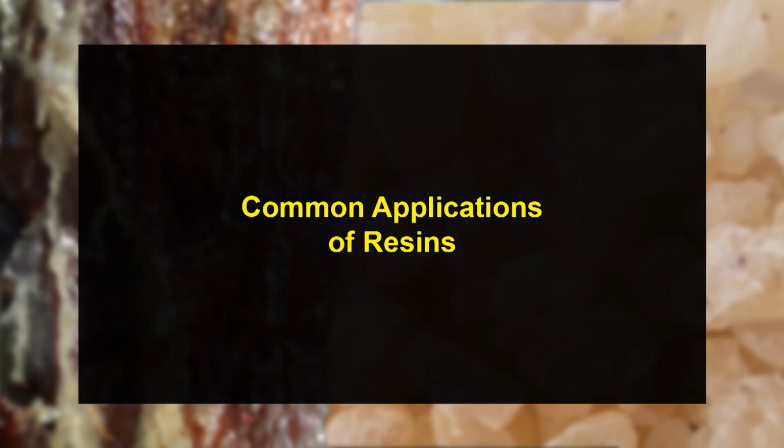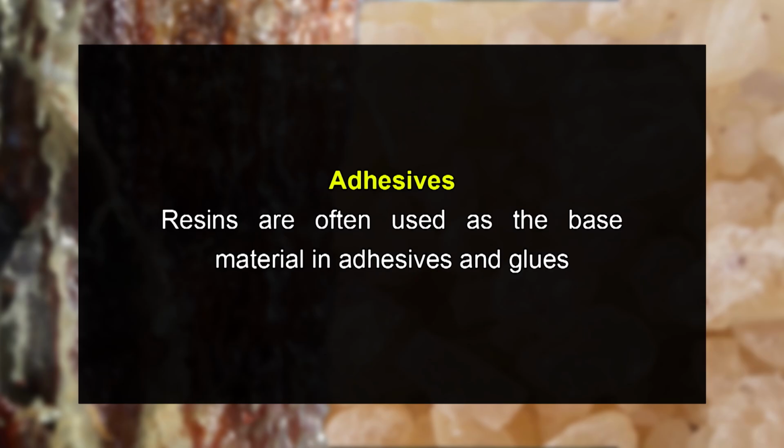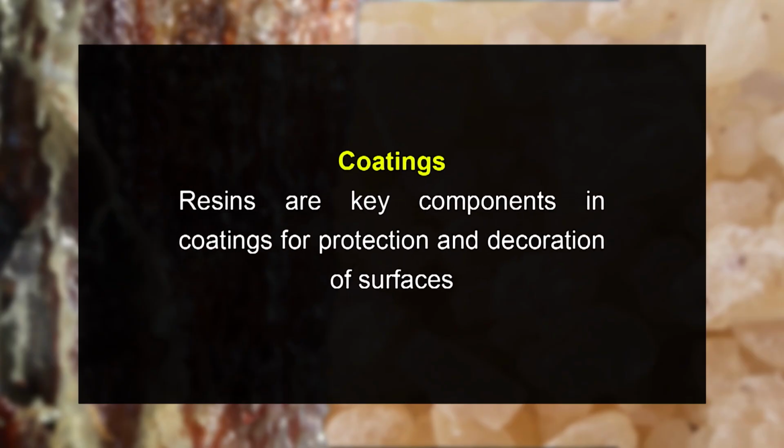Lastly, talking about the applications of the resins. Resins find their applications in adhesives. Resins are often used as the base material in adhesives and glues. They provide bonding, strength, and durability in various materials such as wood, plastics, and metals. They are used as coatings. Resins are a key component in coatings for protection and decoration of surfaces. They are used in paints, varnishes, and sealants for surfaces, ranging from wood and metal to concrete and plastics.